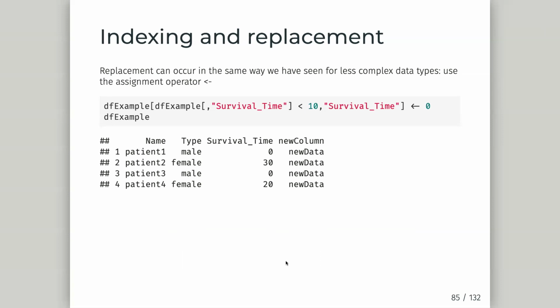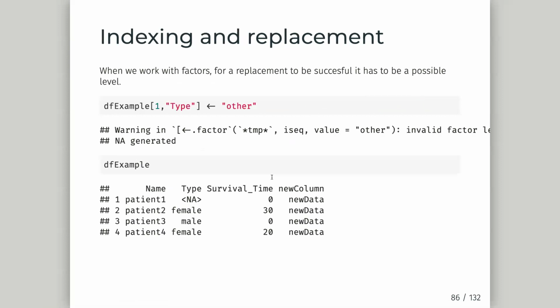I can also do replacement in much the same way, right? So here I want to take just the rows where survival time is less than 10. And then in the survival time column, now assign it to 0. Maybe I decide if you live less than 10, you might as well be 0. That sounds harsh. But for whatever reason I want to do that, I can use this kind of complex operation here, and I can just replace those values with 0. It's great, just like a matrix. I'm getting all the advantages.